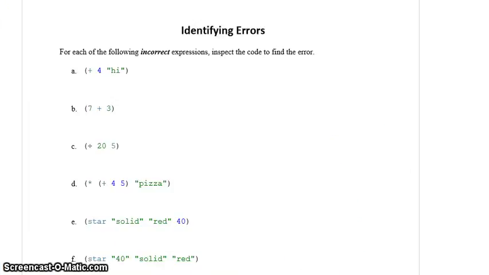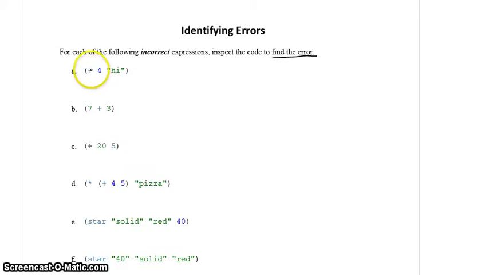All right, we are back in the packet now. This is page 8 of the Lesson 3 packet. On this page, you don't actually need a computer because each and every one of these pieces of code has an error. The directions say for each of the following incorrect expressions, inspect the code to find the error. At this point, this is something that you should be able to finish on your own for the most part. Each of these letters, A through K, has some sort of an error that may be pretty obvious and may be a little bit more difficult to find.